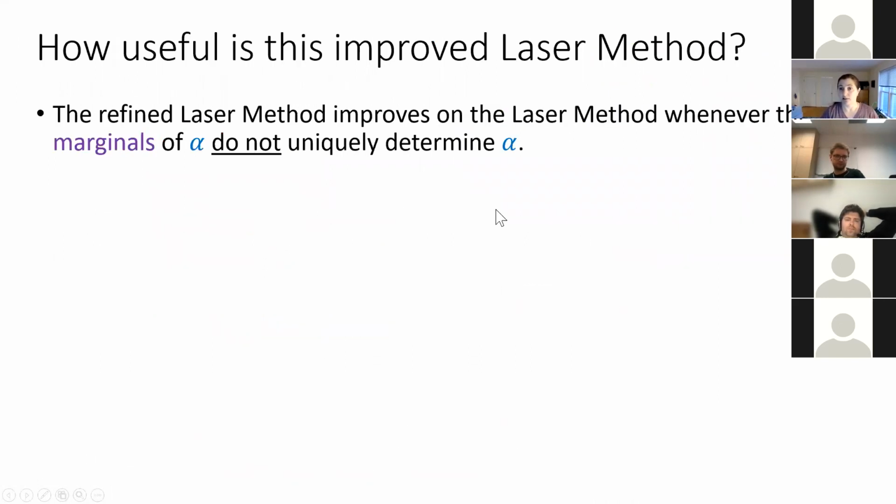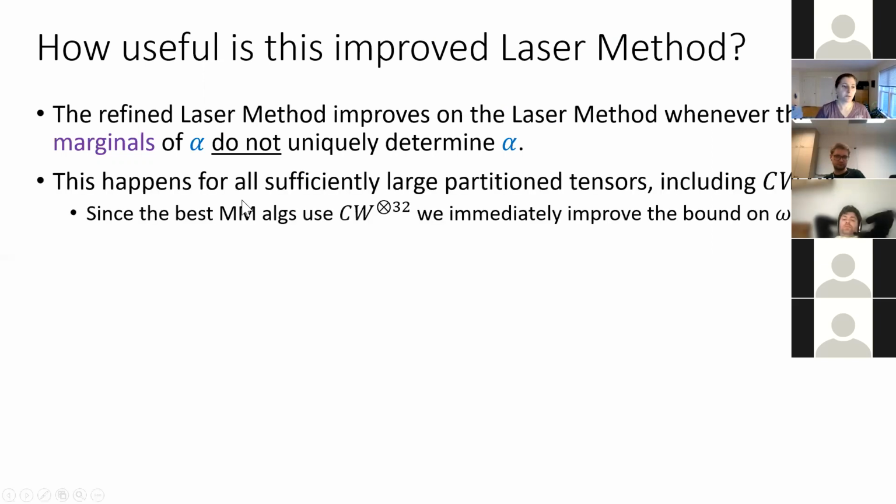So how useful is this? It will always be useful if the marginals do not determine your distribution. This happens for any slightly larger partitioning of the variable sets, because then the linear system will not have a unique solution. And it definitely applies to all these powers of Coppersmith-Winograd beyond the 8th power: 8th, 16th, 32nd, and so on. You can immediately apply the same analysis. You don't have to do anything new, and you immediately improve omega. So that's what we did.